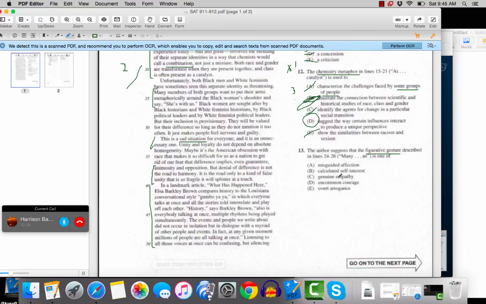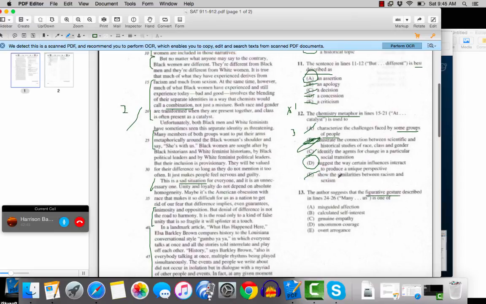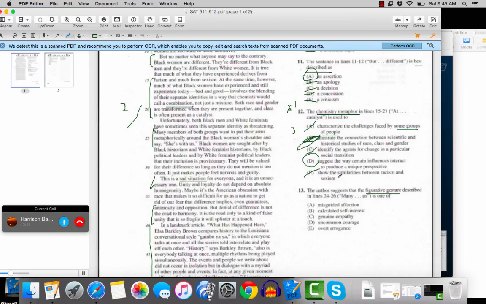Just glimpse at some of the answers. Is it kind of like question 11, if we go back up? Yeah, it is kind of like that. The author suggests the figurative gesture described in lines 24 to 26 is one of, and if you glimpse the answers, what is it asking about the figurative gesture? Is it asking what the gesture is? No, it's asking to describe it. So it's not what is the gesture, it's how is the gesture described.